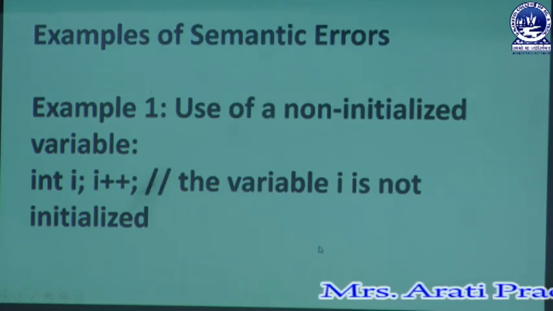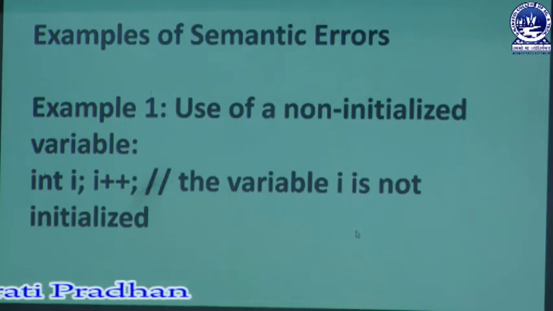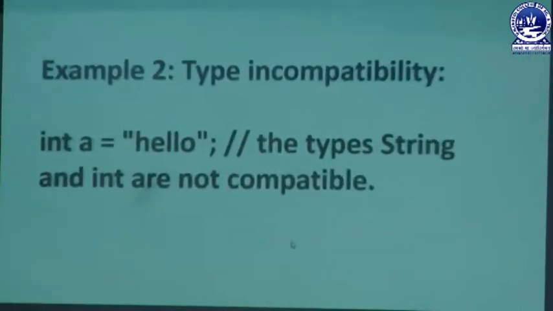Here also I have used some examples of semantic errors. Those are use of a non-initialized variable. Already in the previous example we used the example of an undeclared variable. Here I am going to explain the use of a non-initialized variable. For example, suppose I have used int i, then i++. Here the variable i is not initialized. It means that we are just adding one unit to the garbage value.